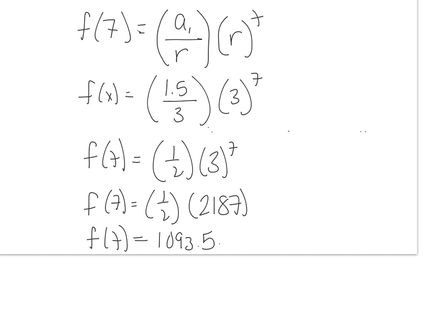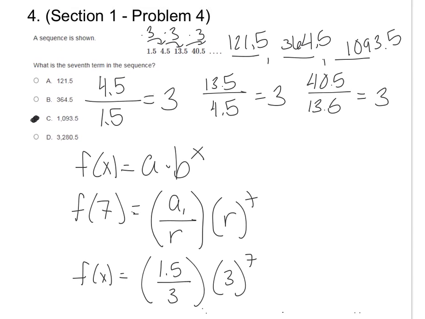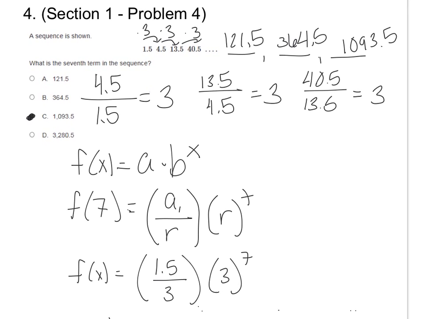So if you want to use the formula, use the formula. This is how you would use that. And if you can't remember the formula, again, if you know it's geometric, you just keep multiplying by your common ratio until you get whatever term they want you to find.